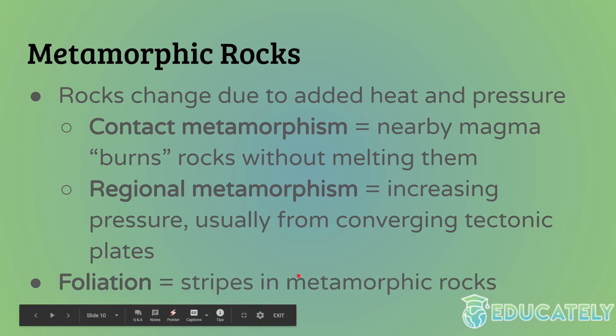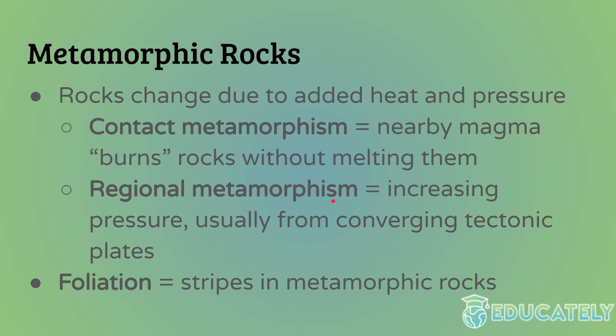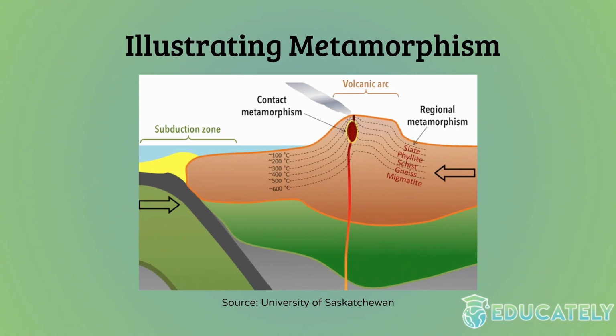You also see foliation with some metamorphic rocks. These are stripes and bands that occur, different from the ones we see in sedimentary rocks, but it happens usually as a result of regional metamorphism, where you get so much pressure that it rearranges the minerals within a rock, and that causes these different bands to appear. And we have a good illustration for that coming up.